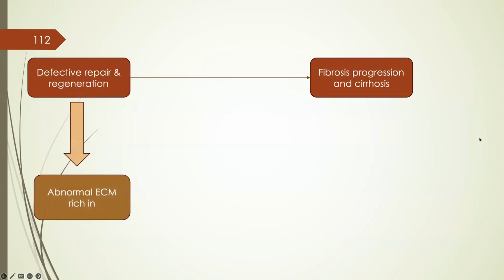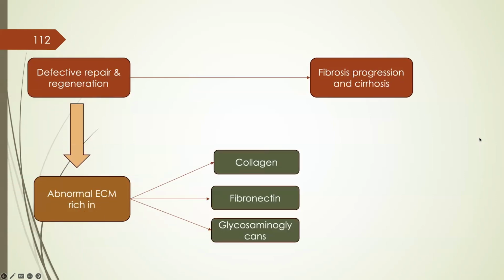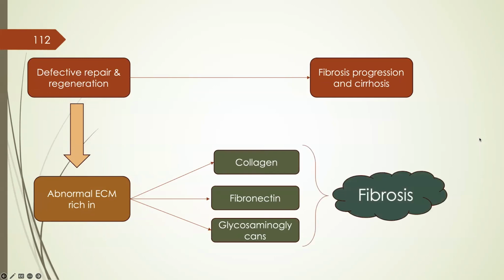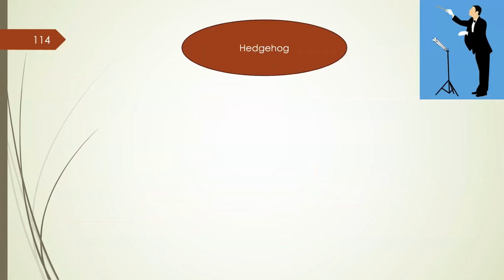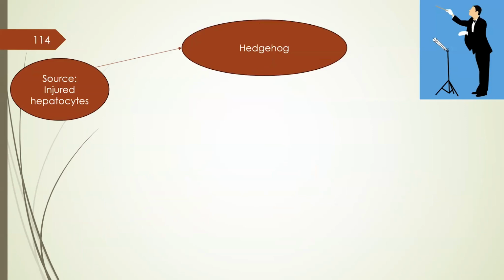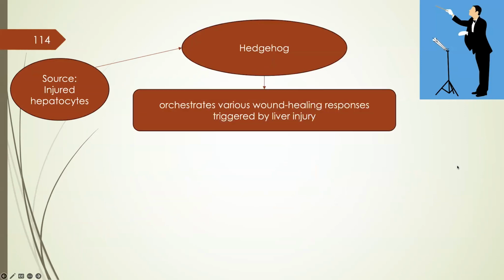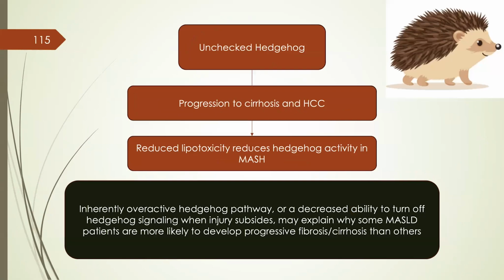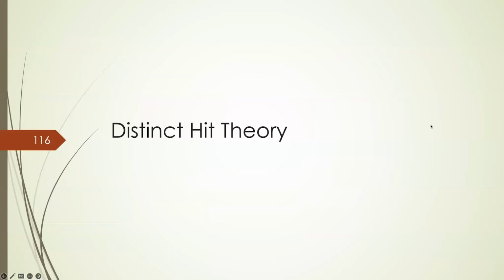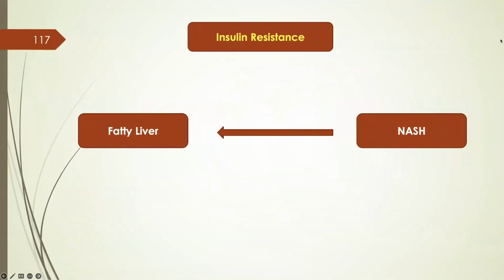So defective repair and defective regeneration lead to deposition of collagen and fibronectin, which ultimately leads to fibrosis. And stimulation and activation of various pathways like hedgehog leads to persistent fibrosis and inflammation. This hedgehog signaling affects almost all cells within the liver, leading to unchecked production of inflammation and ongoing hepatocellular necrosis.